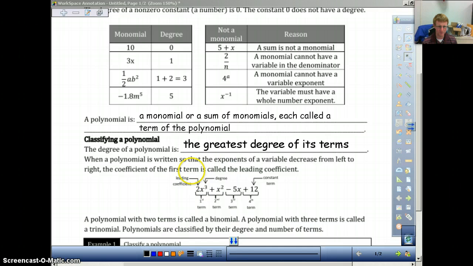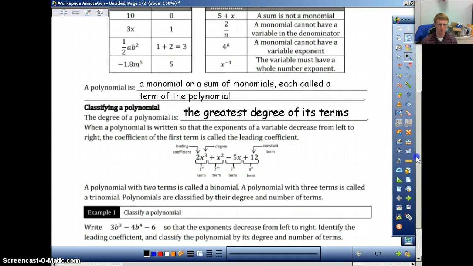The leading coefficient will be the leading number in that first term that has the degree on it. Because this is the highest exponent, the number that's out in front will be called your leading coefficient. And you write it in order. So notice it goes from highest degree down to lowest degree, and that's the way we want to write it.